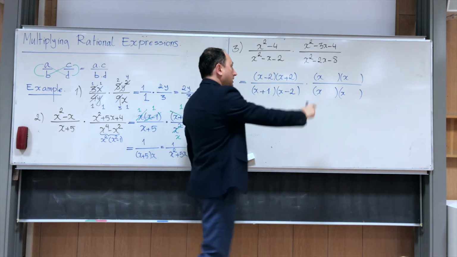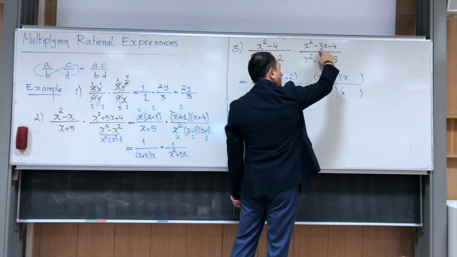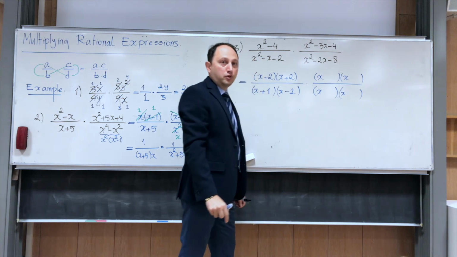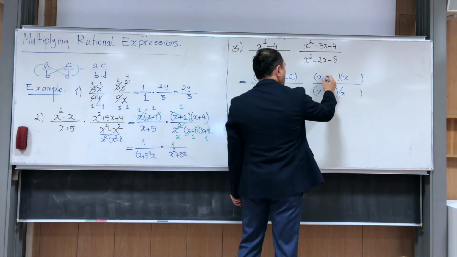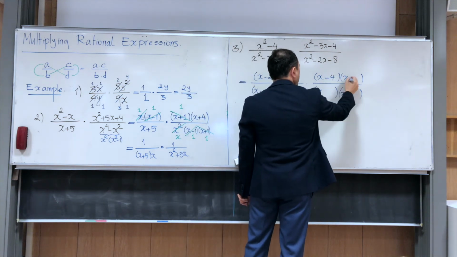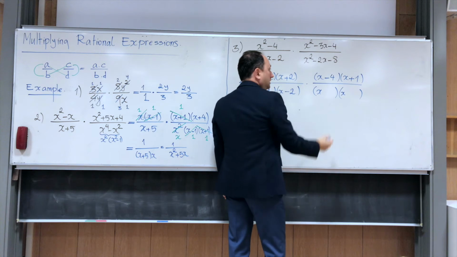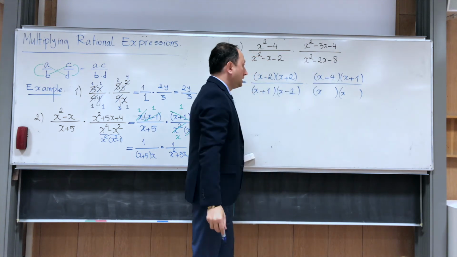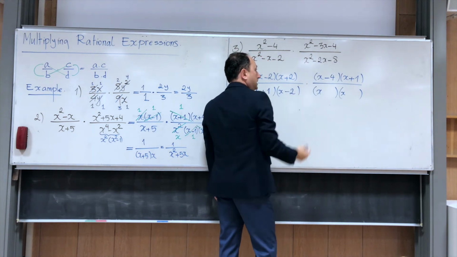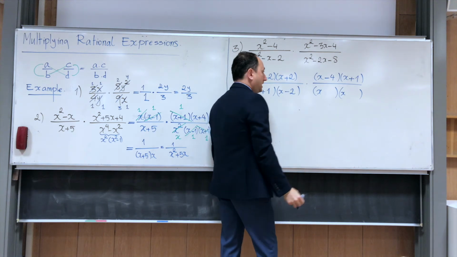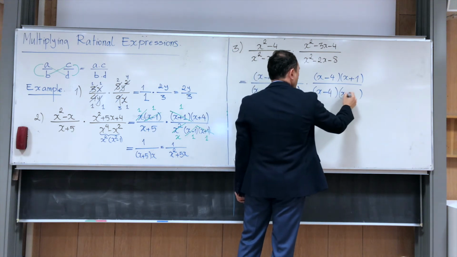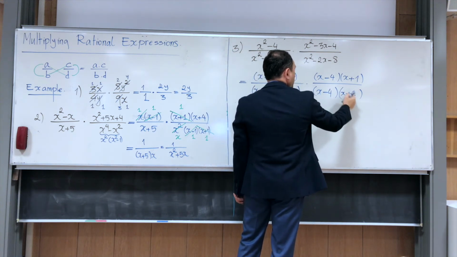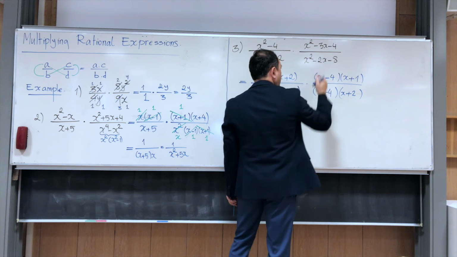Good. I need 2 numbers whose sum is -3 and the product is -4. So it's -4 and +1. Yes, am I right? If I multiply them, -4. If I add them, -3. And then I need 2 numbers whose sum is -2 and the product is -8. So this becomes -4, +2. Multiply them, -8, add them, -2.